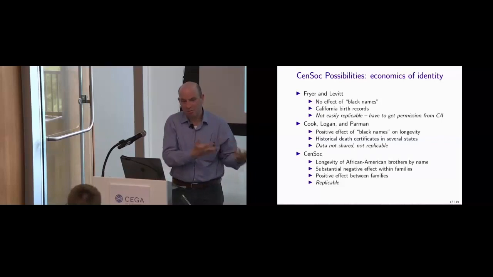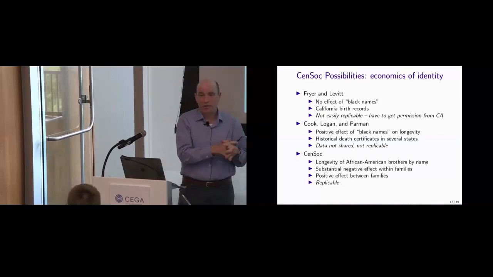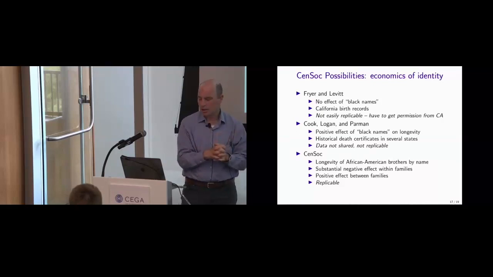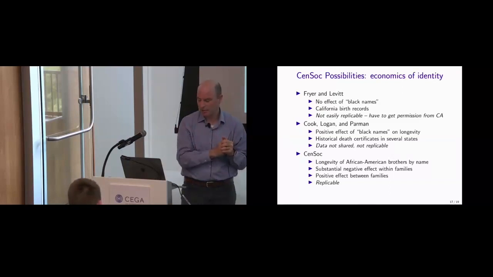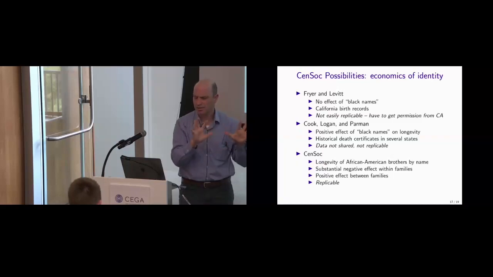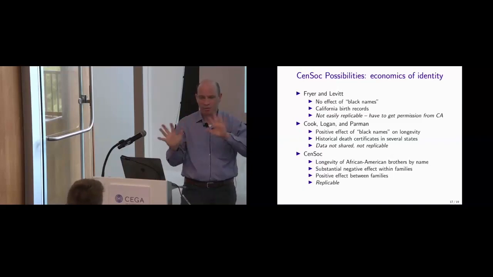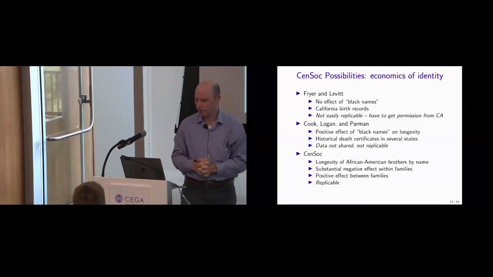Okay, so we have CenSoc. We thought we'd try this too. Well, one of these we can do in CenSoc because we have parents' names. We can construct siblings. So we thought, well, we should really look within families, because people who get distinctively Black names are different for many reasons besides carrying a name, than people who get less distinctive names. So we look at siblings. And we find a pretty big effect of comparing, say, a brother named Moses to a brother named John. Moses is a very distinctively Black name for the time. I'm kind of mixing apples and oranges here, because the Fryer and Levitt study was looking more at unusual names, whereas we're talking about names that are disproportionately held by one group or another.